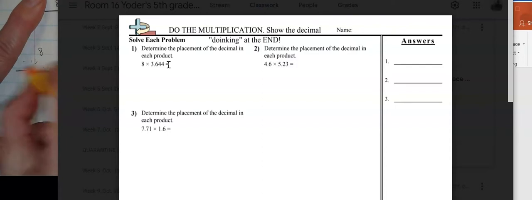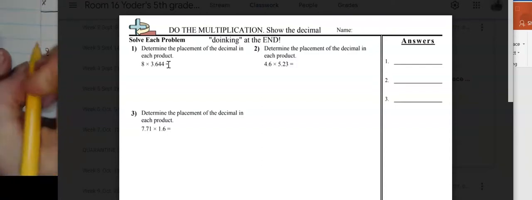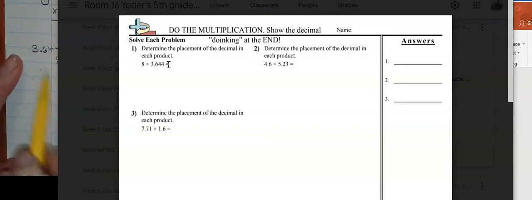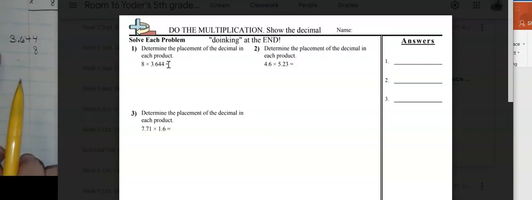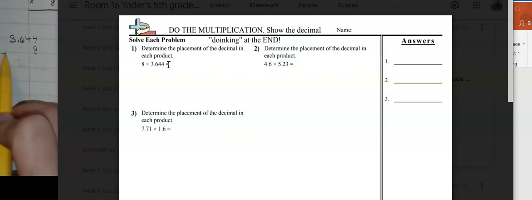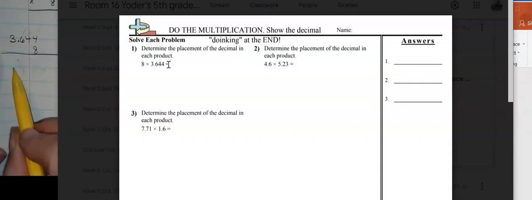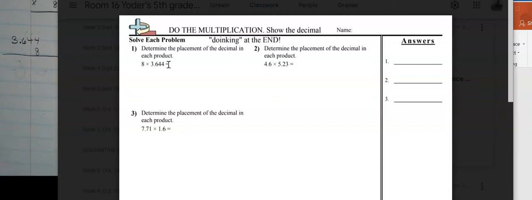You want to put the most digits on the top. Does not matter where the decimal is. You need to set number 1 up just like this. What will you do at the end? Count the total number of digits past the decimal. Doink your decimal 3 times for your final answer.